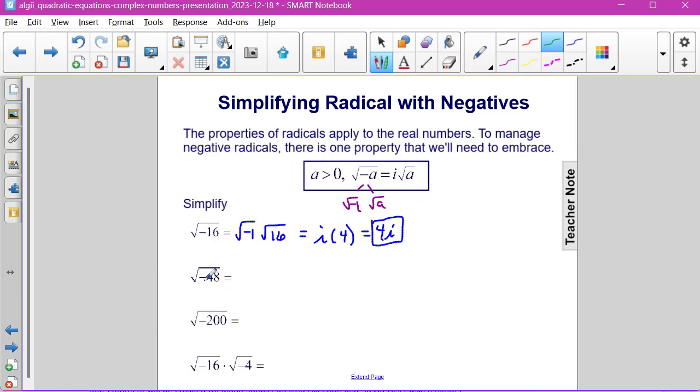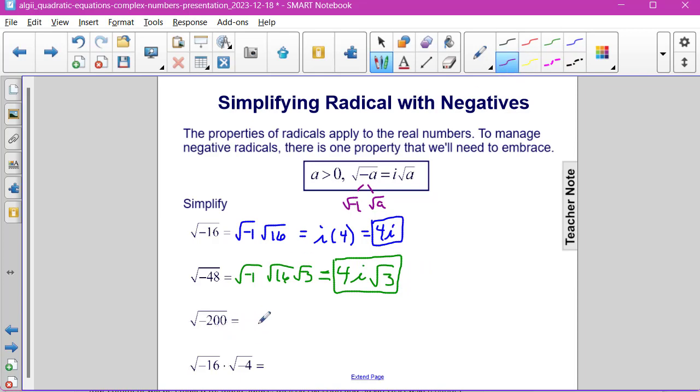We have the square root of -48. That's the square root of -1. And now other factors of 48 are 16 and 3. So we have an i, we have a 4 from the square root of 16, and we have the square root of 3 still remaining in the radical. And that's our final answer in this problem. Now let's look at the next one.